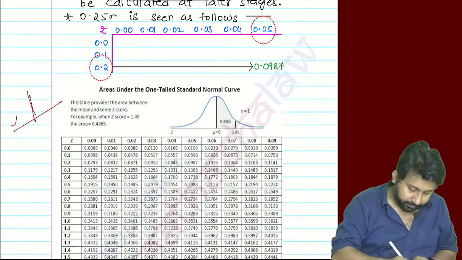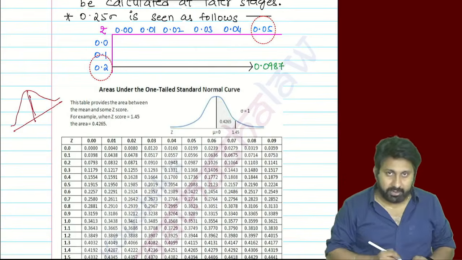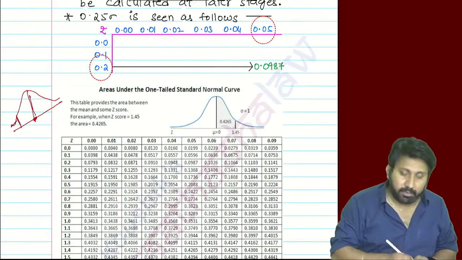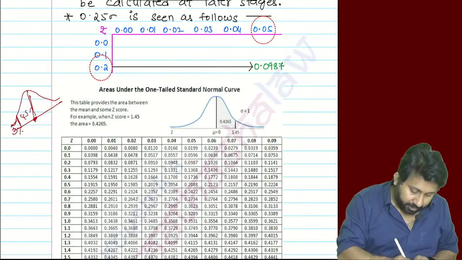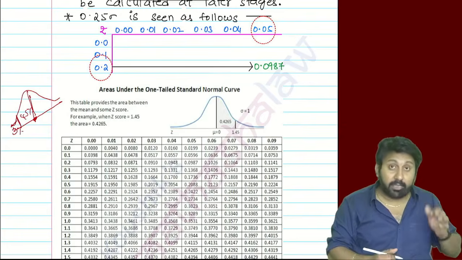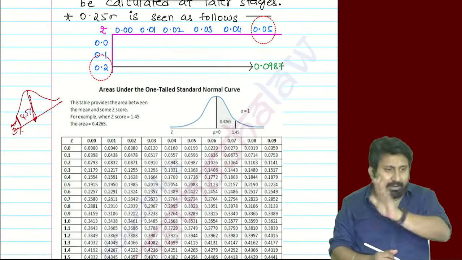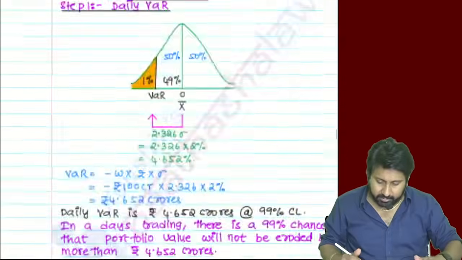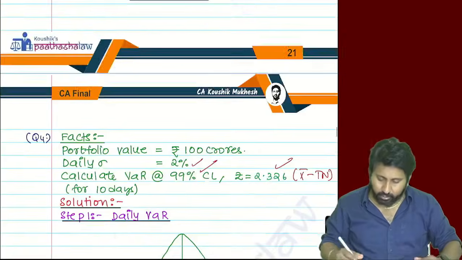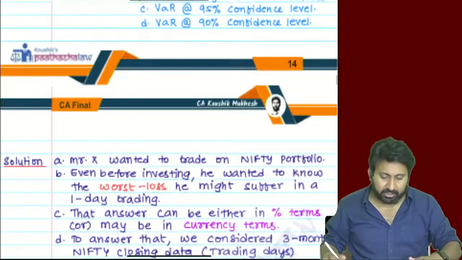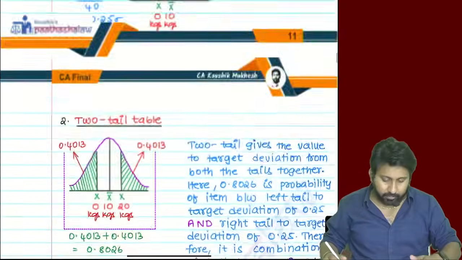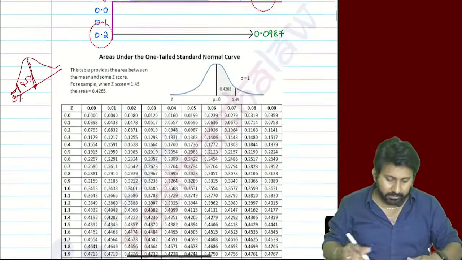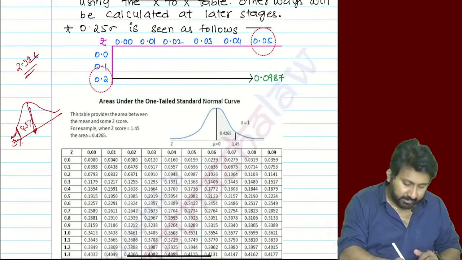Standard table. Mean, 5%, 45%. Correct? 1.645, some number. What is the number here? I forgot the number they have given in the question. 2.326. How did they get that answer? Let me explain. They gave 2.326 in the question.